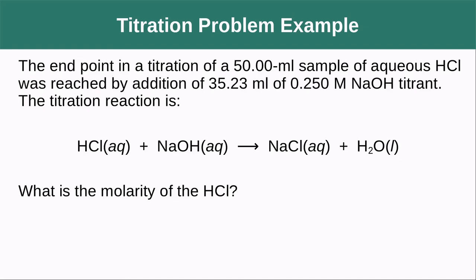The endpoint in a titration of a 50 milliliter sample of aqueous HCl was reached by the addition of 35.23 milliliters of 0.250 molar sodium hydroxide titrant. So we have an acid-base reaction here. We're adding acid to a base. We're producing a salt, sodium chloride, and water. They're asking us, what is the molarity of the HCl? So the first thing we need to do is figure out how many moles of sodium hydroxide reacted. We need to multiply this volume by this concentration. We need to have the appropriate units of liters here.